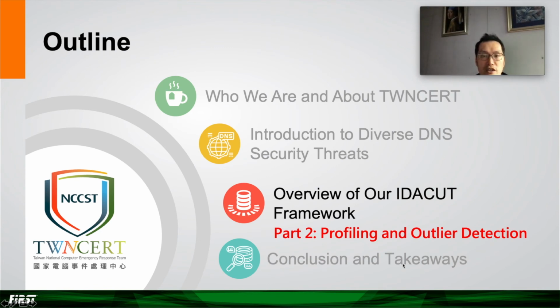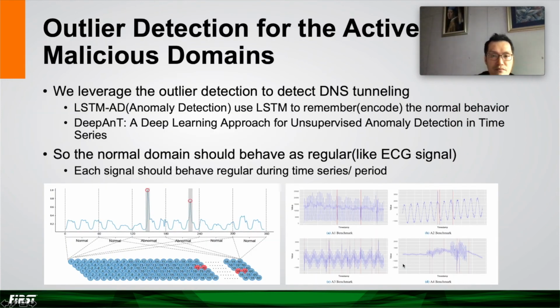Okay, in the third part, we will use the previously extracted domain features to develop a model for detecting anomalies in time series, that is, outlier detection. We will profile the domain zone behaviors to seek outliers such as the DNS tunnel. To detect abnormal behavior across uncertain times, we want to introduce outlier detection in time series.